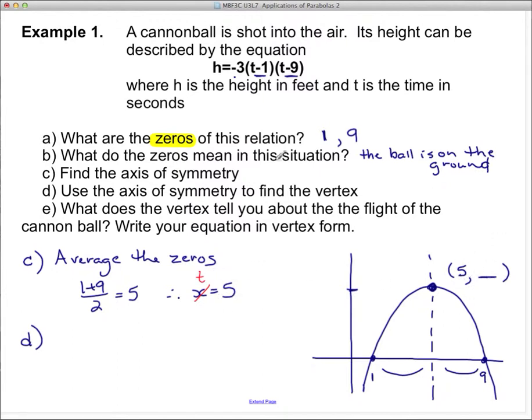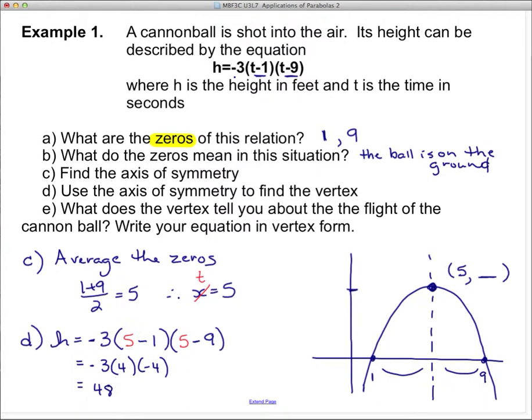And I'm going to use that t equals 5 back up in here to find my new h value. So that will give me my maximum height. So h equals -3. I'm going to put that in red, this 5 that we had here, 5 minus 1. And our other bracket is going to be 5 minus 9. Now that I'm subbing it in there, -3, 5 minus 1 is 4, 5 minus 9 is -4, and we're going to get -12 times -4 is +48.